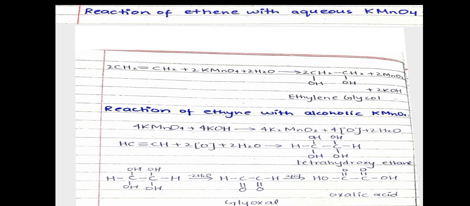In case of ethene, we have a single reaction. Two molecules of ethene react with 2 KMnO4 and 2 molecules of water. We are having ethylene glycol, 2 MnO2 and 2 KOH.